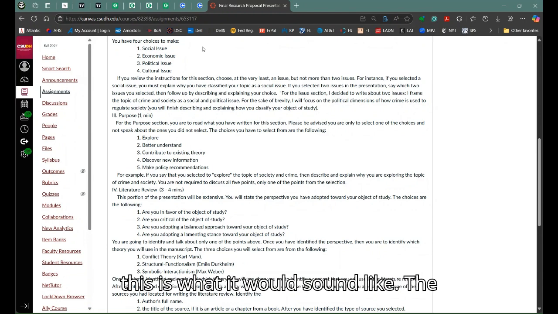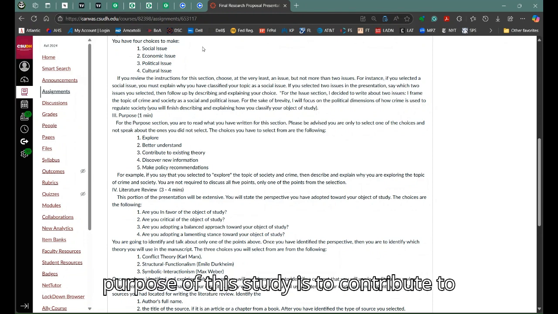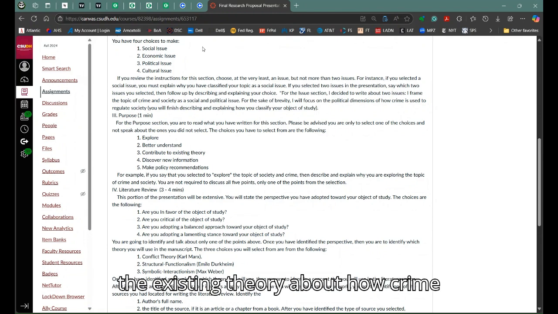Okay, so this is what it would sound like: "The purpose of this study is to contribute to the existing theory about how crime is used to inform public policy."